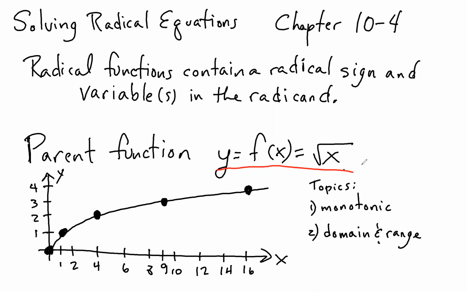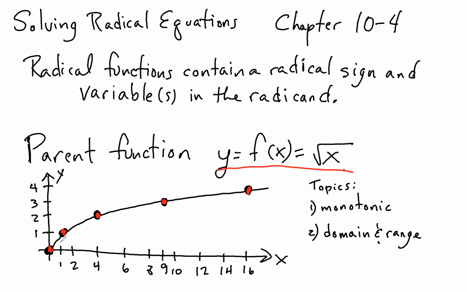And I plotted that out. When x is 0, so was y. When x was 1, y was 1. When x was 4, the square root of 4 is 2. The square root of 9 is 3. And the square root of 16 is 4. And that gave me enough points to draw a pretty decent graph.